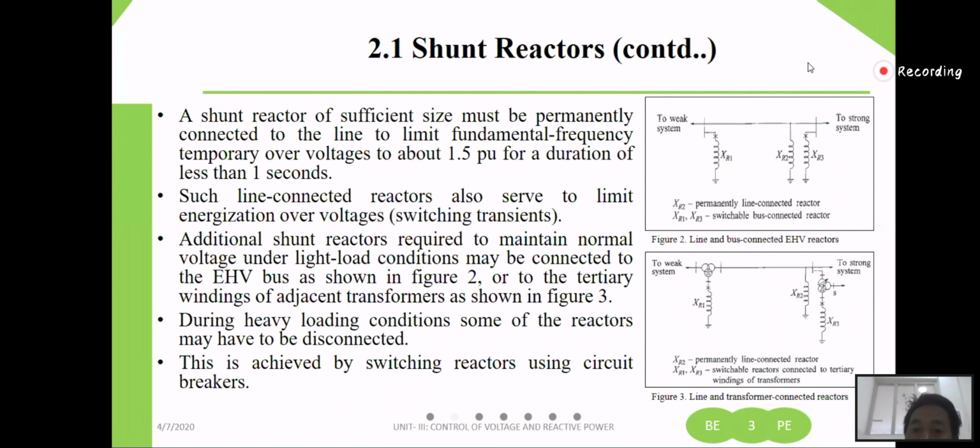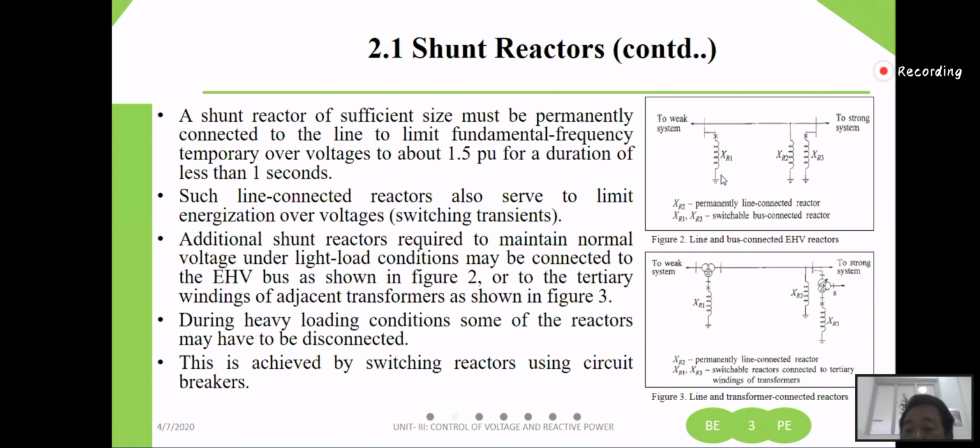So to keep it within the acceptable limit, what we have to do is connect a shunt reactor of sufficient size, which we can determine. And then we know that this overvoltage is to be limited to 1.5 per unit for a duration of less than 1 second. So now to achieve that, we have to connect these shunt reactors. There are two ways in which we can connect the shunt reactor: one directly to the bus, another one using the transformer.